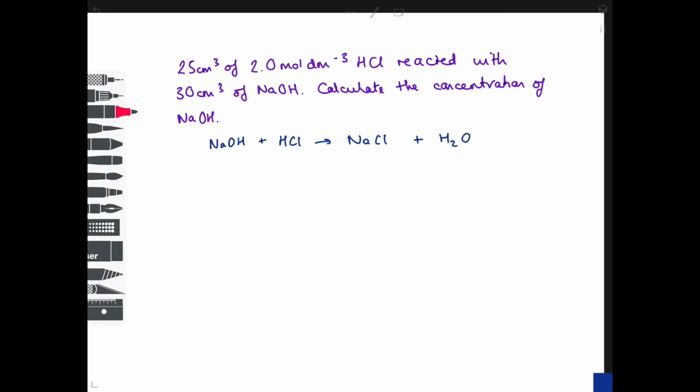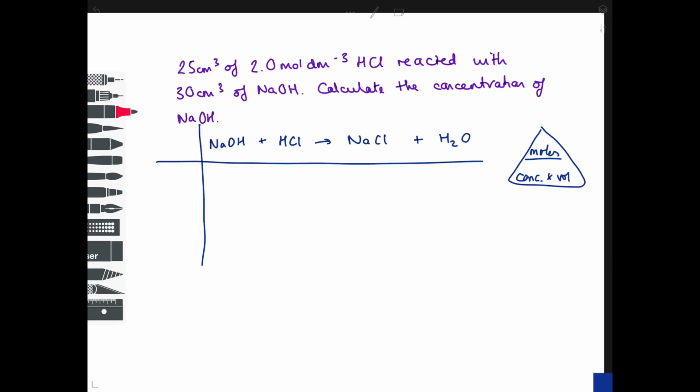And then to be clear, make sure you use this formula triangle now, which is number of moles goes at the top, concentration and volume go at the bottom, and therefore titration calculations will be really straightforward for you. So just make sure in your table this time it goes moles, concentration and volume, and then substitute in what you know from the question.